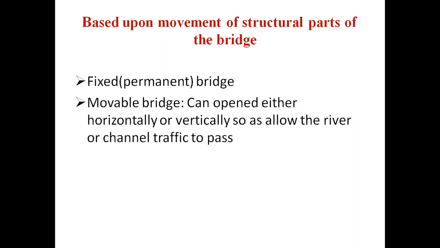So based on the movement of the structural parts of the bridge, bridges are classified. What are the different types of bridges based on movement? Fixed or permanent bridge, and movable bridge, which can open either horizontally or vertically, so as to allow the river or channel traffic to pass. A few bridges will move either vertically or horizontally to let river traffic or ships pass. That's how bridges are classified based on the movement.